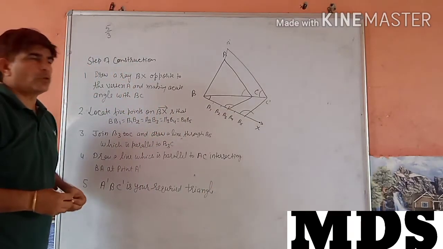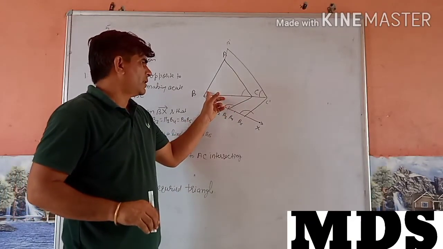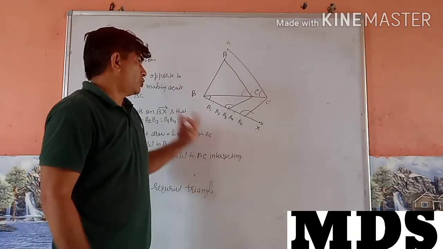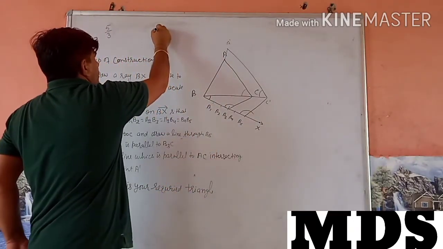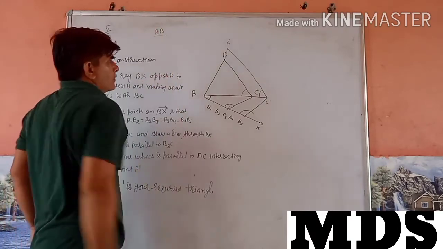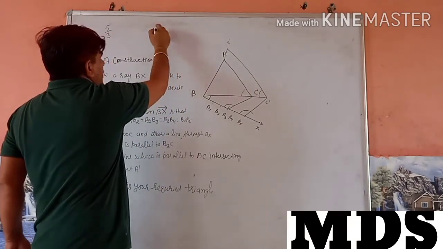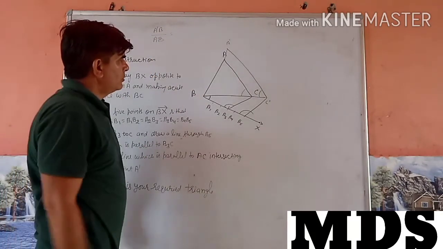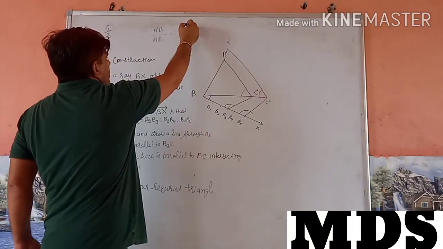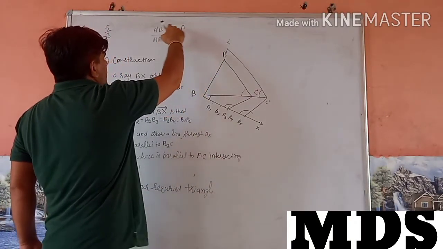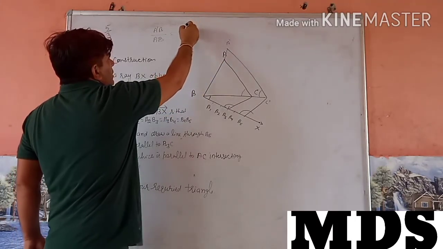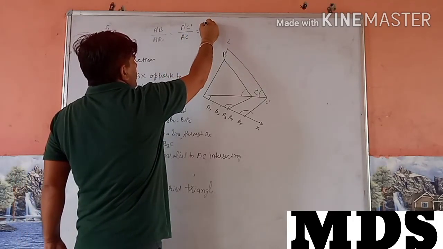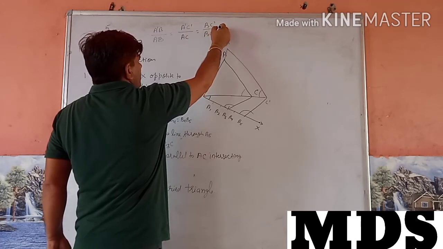Proof: you know both the triangles are similar to each other. Why? This angle is common, this angle is equal to this angle according to the construction, and this angle is equal to this angle. So what is the side ratio? A dash B by AB is equal to A dash C dash by AC, equal to B C dash by BC.